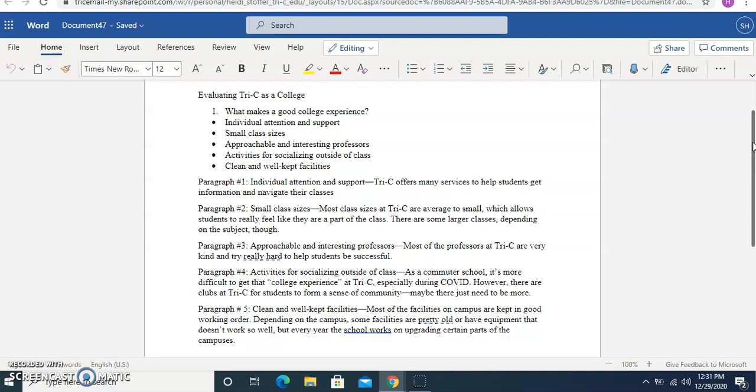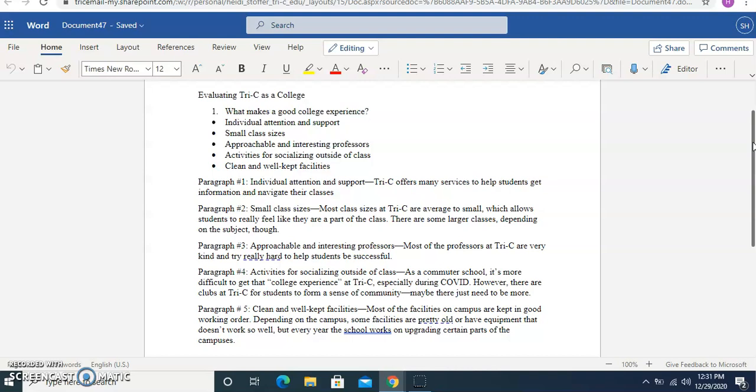Maybe in paragraph 3, I talk about this expectation of having approachable and interesting professors. So, I think most of the professors at Tri-C are very kind and try really hard to help students be successful. Again, I'm probably a little biased here, but I think that's true for the most part.